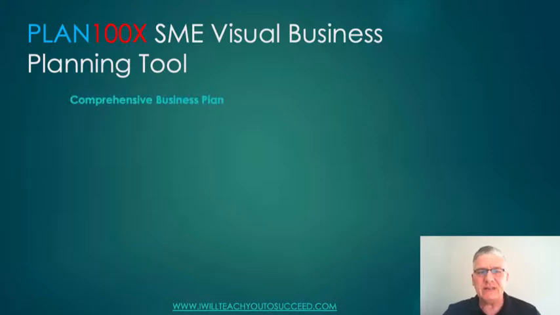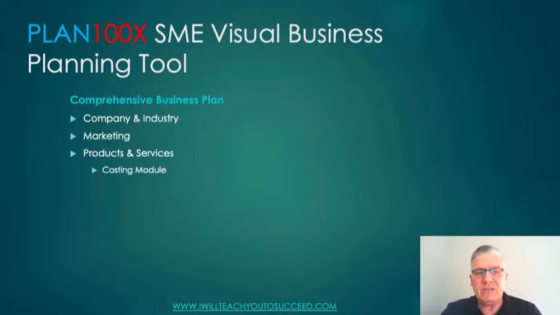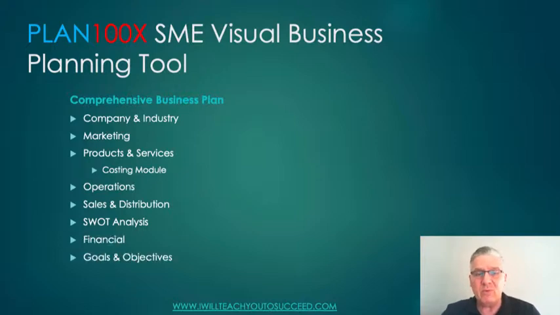So the first thing that I can tell you about PLAN100X SME visual business planning tool is that it's a comprehensive business plan. The inputs: company and industry, marketing, products and services. There's a very nice costing module where you can cost your product or service, operations, sales and distribution, a SWOT analysis, all the financial reports, goals and objectives, and any appendices. So anything that might be outside of this business plan, there shouldn't be a whole lot. But if you wanted to append onto this business plan anything outside of it, there's a place to do that.